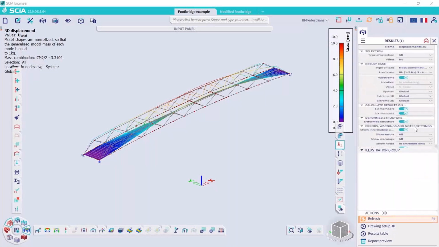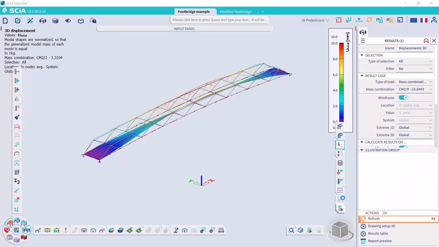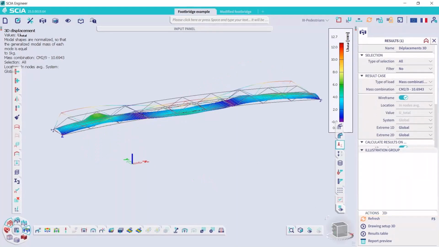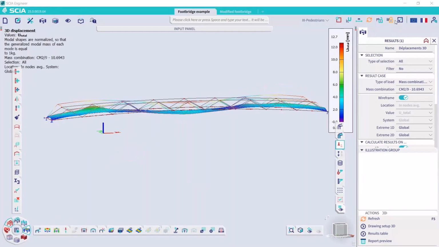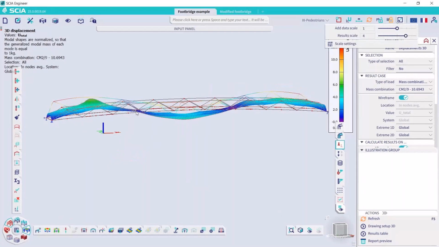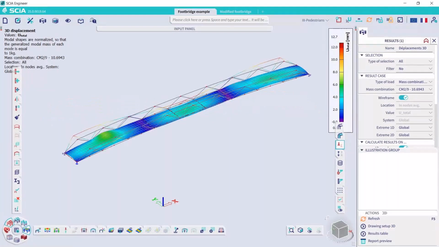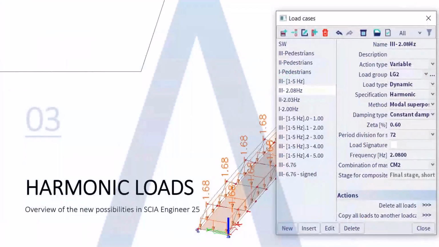And for mode 9, which acts vertically, you can see that it's also vertical, and the shape is a bit different than the first mode. But again, this mode will not be considered in the vibration analysis later on. So now let's go back to the presentation, and now we will delve into the new possibilities in SCIA Engineer 25 with regards to harmonic loads.